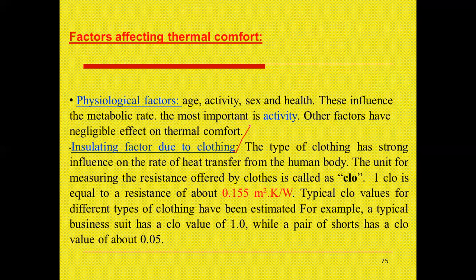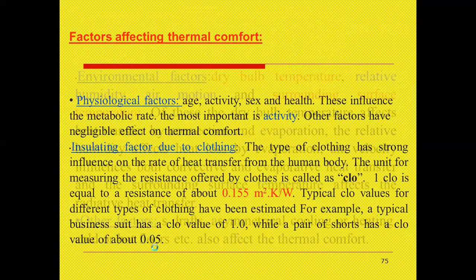Typical clo values for different types of clothing have been estimated. For example, a typical business suit has a clo value of 1, while a pair of shorts has a clo value of 0.05. It depends upon the thickness of the material. See here, the typical business blazer or suit, whatever the person is wearing, has a clothing value of 1, whereas the pair of shorts has a clothing value of 0.05.